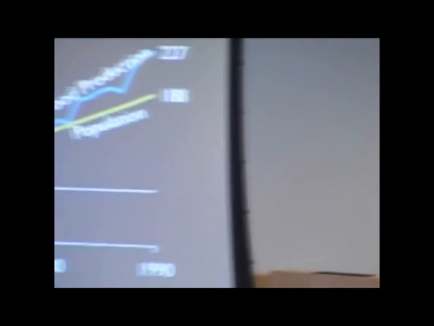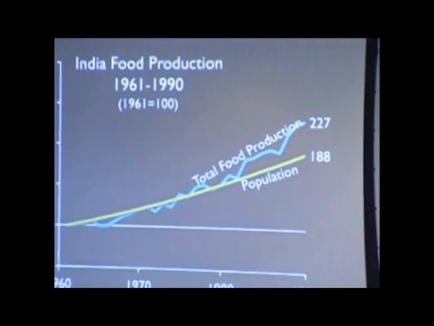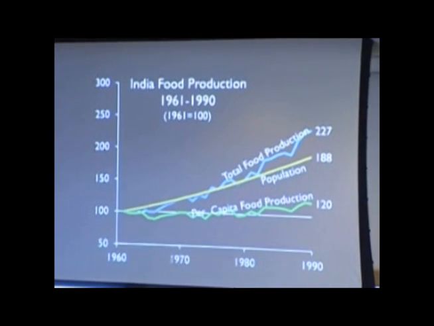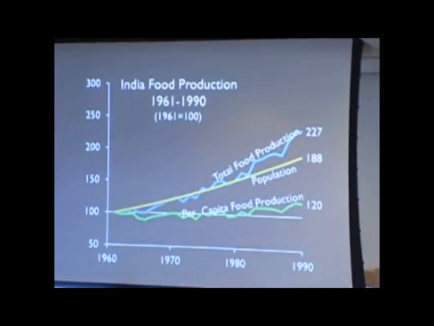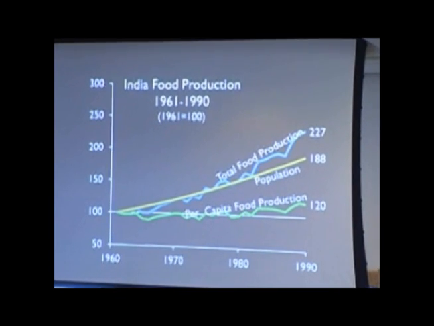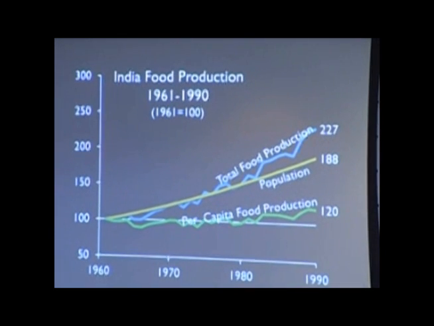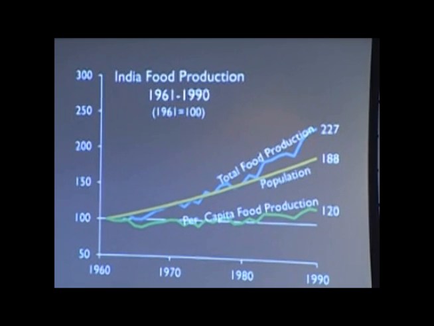Population was growing very fast, faster than the rest of the world, and almost doubled in this 30-year period. So per capita food production actually lagged behind till about 1970. There were declines, and then it began to increase, and it was about 20% higher in 1990 than it was in 1960. So a big success story, very much related to these high-yield variety Green Revolution seeds and agricultural processes.